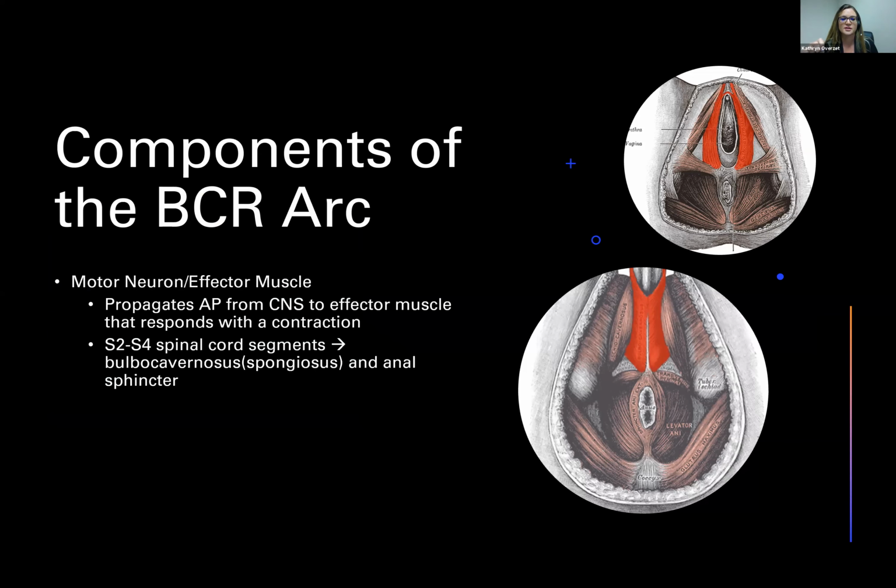So traveling back down the S2 to 4 spinal cord segments, we get a contraction of the bulbocavernosus or bulbospongiosus, which is highlighted in red in the pictures to the right, on the female in the top picture and the male in the bottom picture. The reason it's called the bulbocavernosus is because that's the muscle that contracts. However, the anal sphincter contracts as well, known as an anal wink, and we are able to record from that a little bit more easily than from the bulbocavernosus itself.